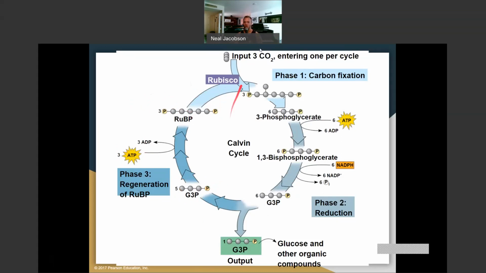So 3 carbon dioxides yield 1 G3P. Look, that's 3 highly oxidized carbons now yielding 1 3-carbon sugar that's highly reduced. So low free energy, we're adding a bunch of free energy to it, and it becomes a sugar, or half a sugar, if you will.